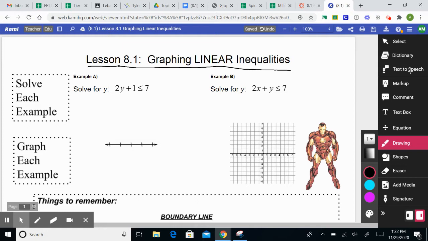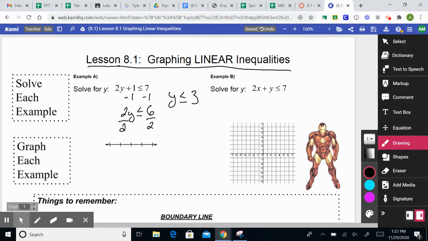If I had something like 2y plus 1 is less than or equal to 7, and I wanted to solve this for y, the first thing I'm going to do is subtract 1 from both sides. That gives me 2y is less than or equal to 7 minus 1, which is 6. Remember, I solve it just like a normal equation. So now I'm going to divide by 2. And that leaves me with y is less than or equal to 3. Now, if I had divided by -2, remember I would have to flip my inequality sign. But in this case, I don't have to do that because I divided by a positive.